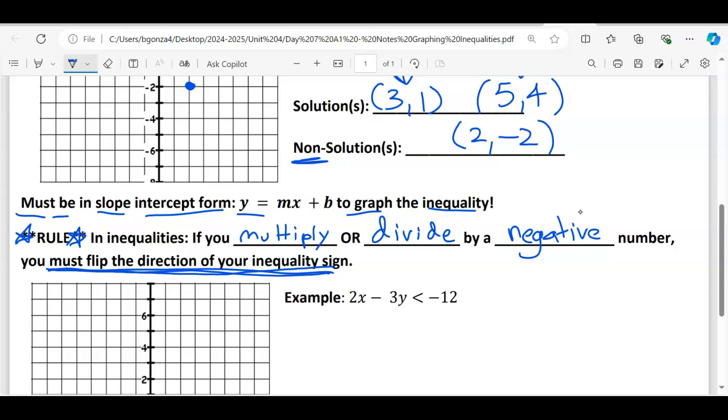But does everyone see this very important rule? This rule is where most people forget or miss it or mess it up. So if you find yourself multiplying or dividing by a negative, then your less than greater than sign is going to flip around. Okay? Let's see it in action.